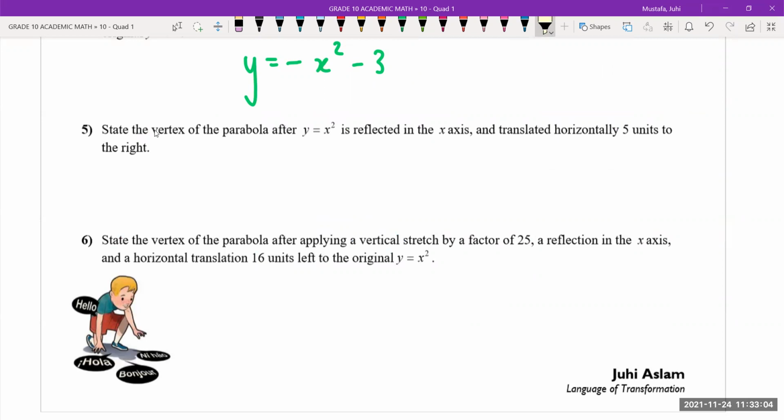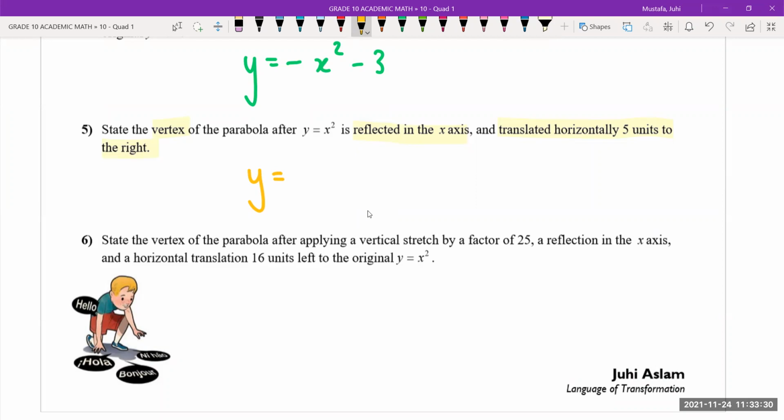Question number 5, state the vertex. So this question's asking us for the vertex. We have to do kind of 2 steps here. Of the parabola after y is equal to x squared is reflected in the x-axis, translated horizontally 5 units to the right. So for this question, it's in 2 parts. First, we're going to have to figure out the equation, and then we'll have to figure out the vertex after we figure out the equation.